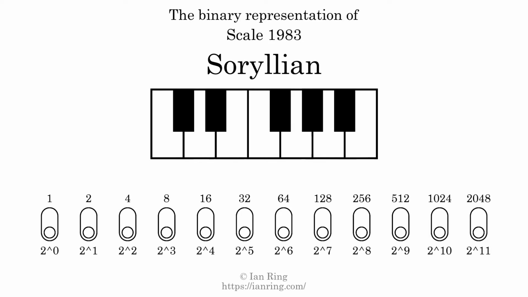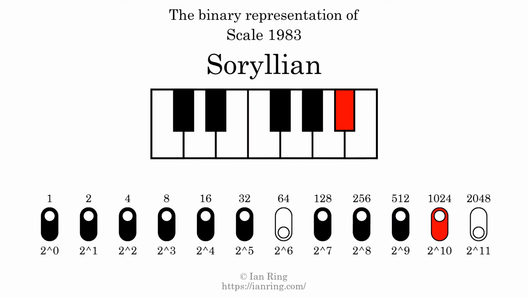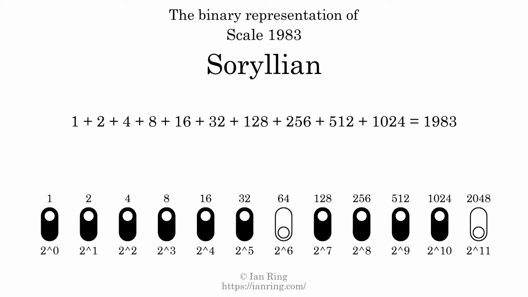The binary representation of this scale is determined by mapping tones of the scale to binary digits. Each binary digit represents a power of 2. To get the scale number, we add the powers of 2 together. The powers of 2 that are present in the scale, all added together, equals 1983. That is why the scale number, in decimal, is 1983.